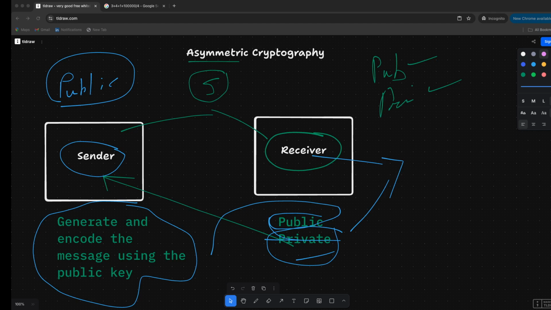So there is one key which is a public key, and then one is a private key, right? So KAV is the private key and KAP is the public key. Now what is going to happen is Alice is going to send a public key.